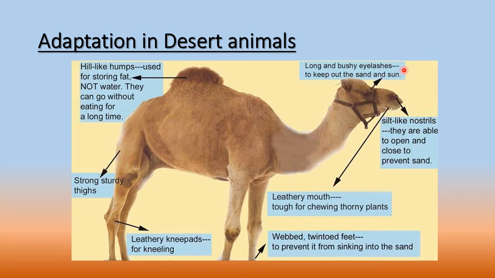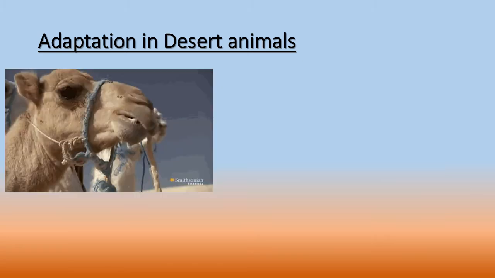They have long bushy eyelashes which keep the sand and sun away. They have double eyelashes. They can close the eyes and see through the other. They have slit-like nostrils which are able to open and close to prevent sand during the sandstorm. Leathery mouths, tough for chewing thorny plants. They have webbed feet which prevent them from sinking into the soil.